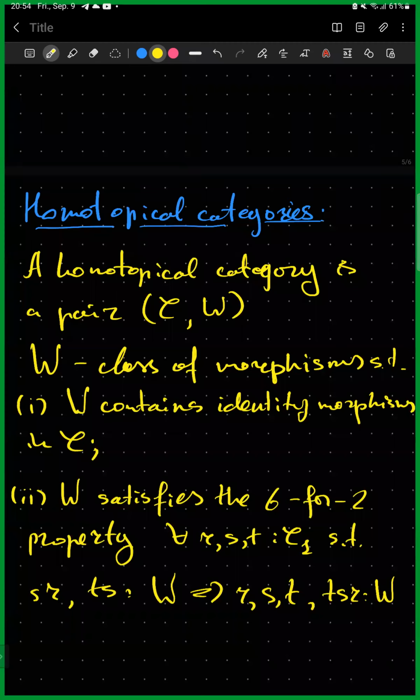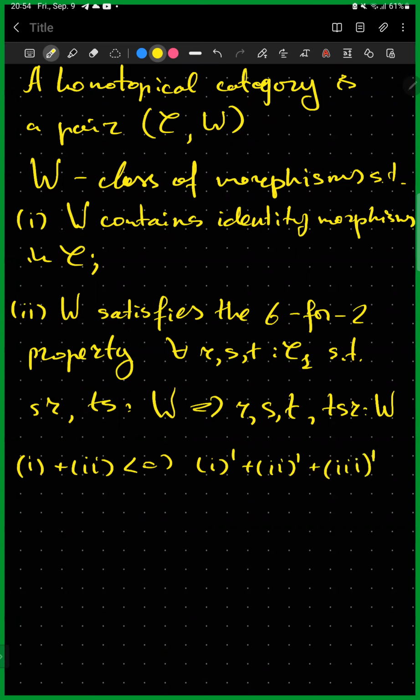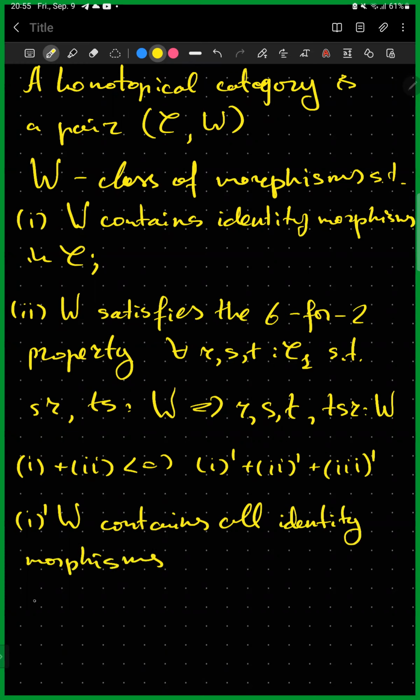Okay, so from properties 1 and 2, it follows that, actually, sorry, properties 1 and 2 are equivalent to another 3 properties that can be required. So let me state them. So first, W contains all identity morphisms. So this is the same as the first property.